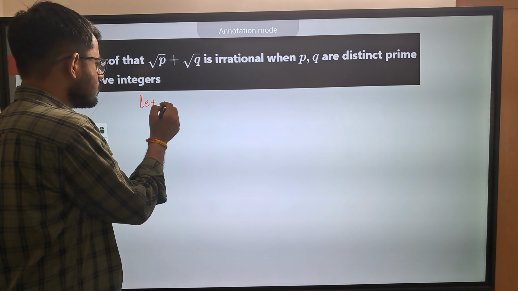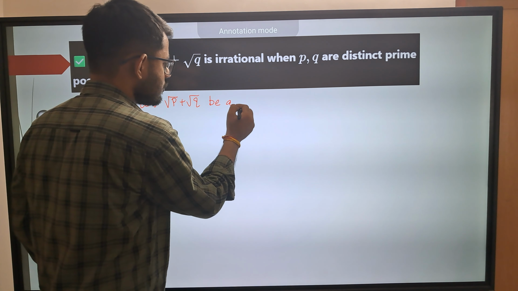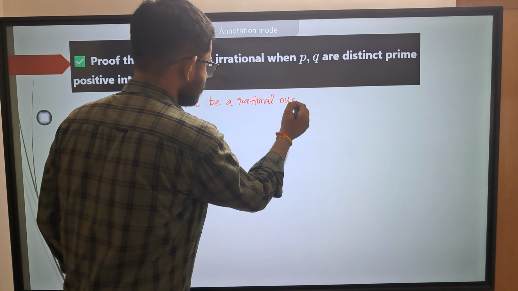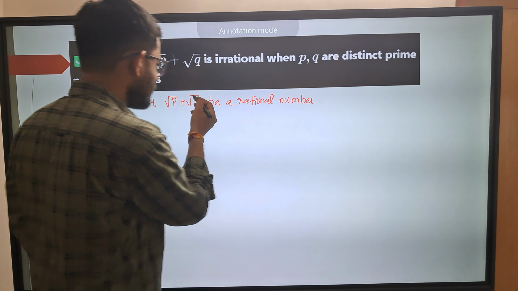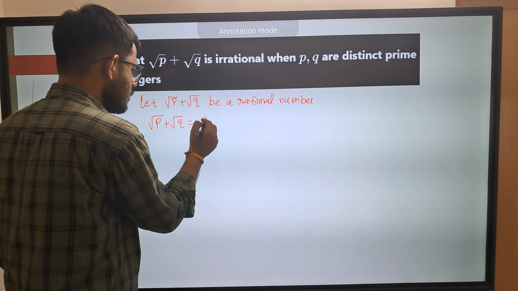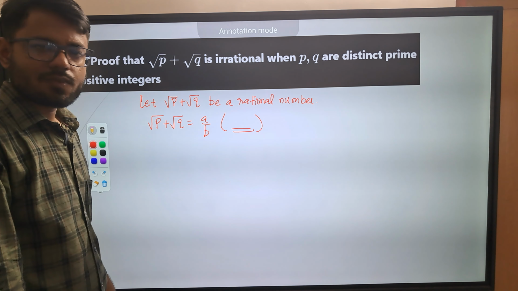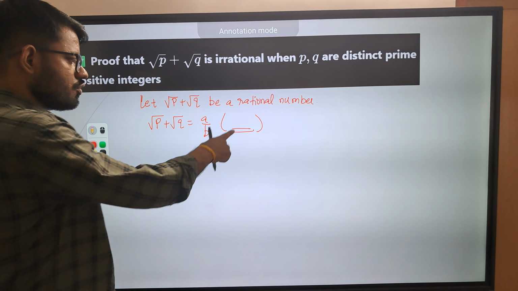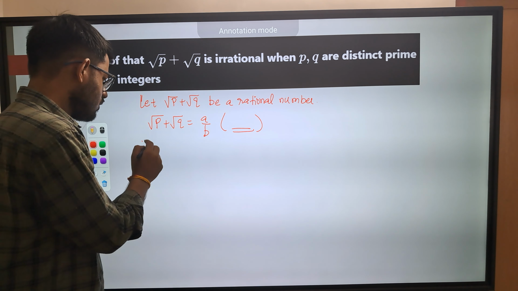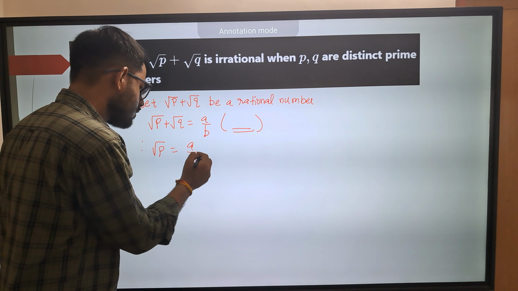Let root p plus root q be a rational number. If it is a rational number, we can write it in the form of a by b or p by q. P and q are already used, so I am using a by b, where a and b are co-prime integers and b is not equal to 0. Here you need to write. Now same question like we did before. Put one root term in the RHS and then do squaring both the side.